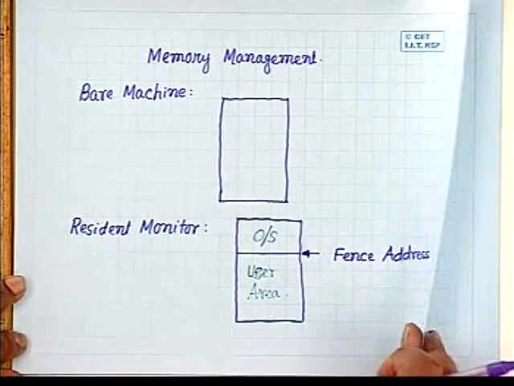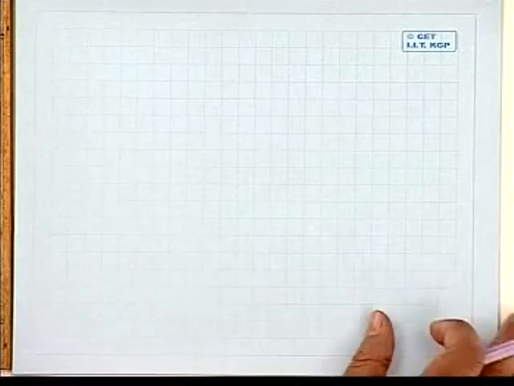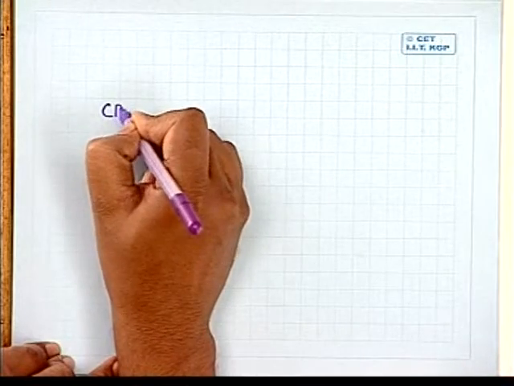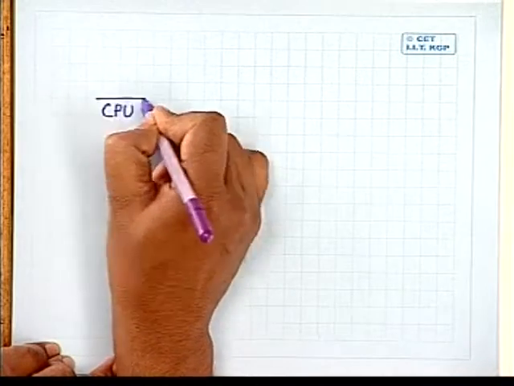So simply I can have a scheme like this. The CPU generates an address.